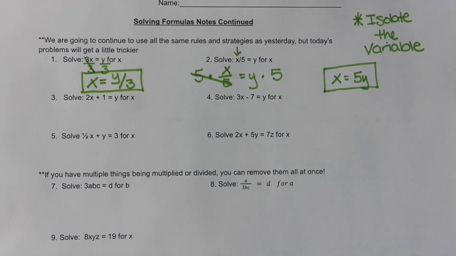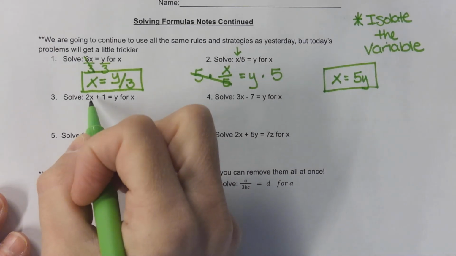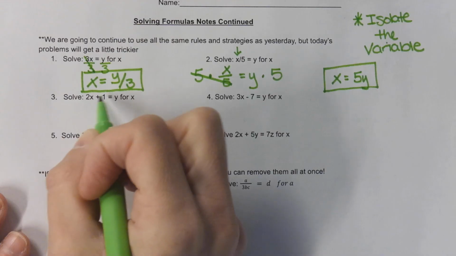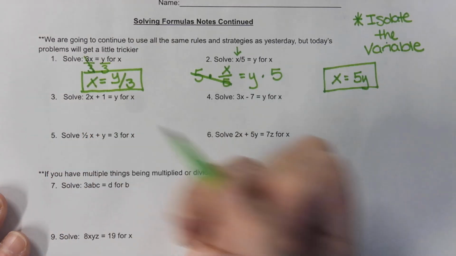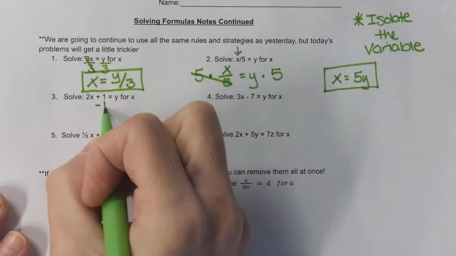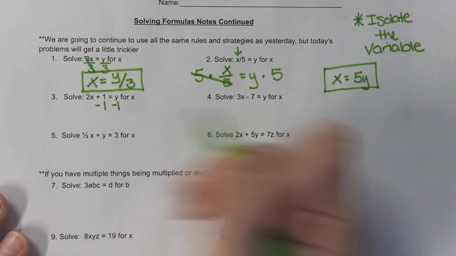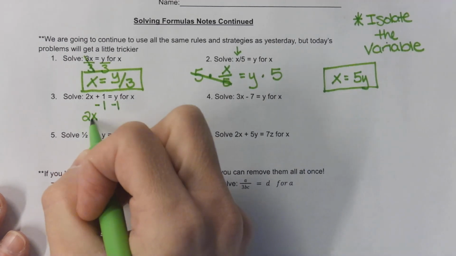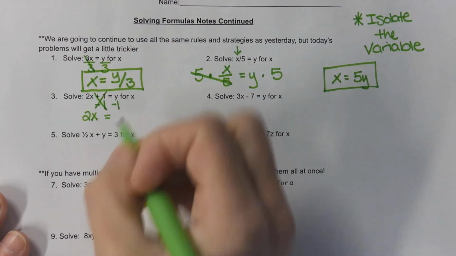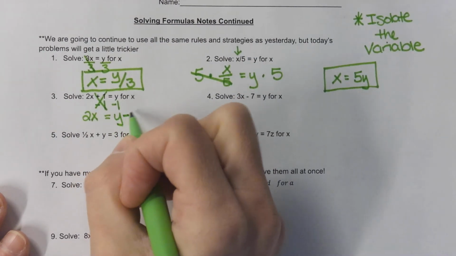All right, let's look at number 3. We want to get x alone. There's my friend x. Remember, I always deal with what's being added or subtracted first. How could I get rid of a plus 1? Minus 1. Yep, let's subtract 1 from both sides. So I get 2x equals, my 1's go away, y minus 1.